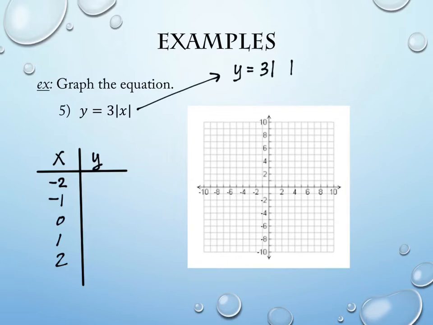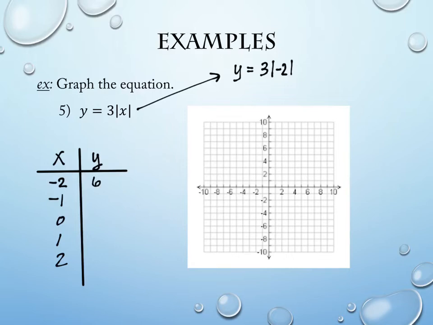And I'm going to change the value inside each time. I'm going to just start with the -2. What's the absolute value of -2? 2. And what's 2 times the 3 in front? 6. So in my table, this is the value 6.